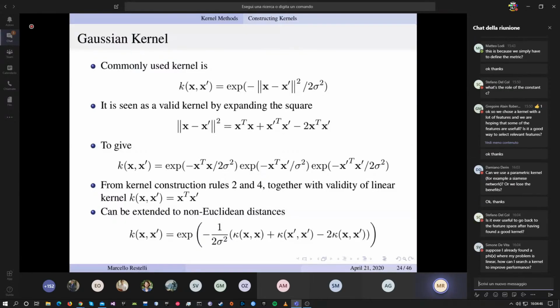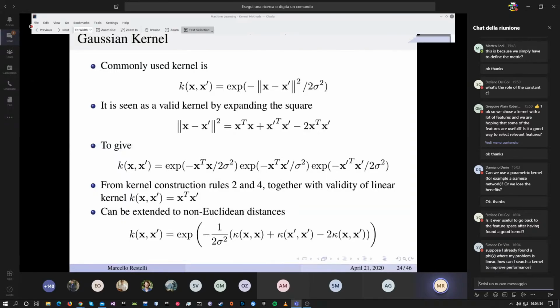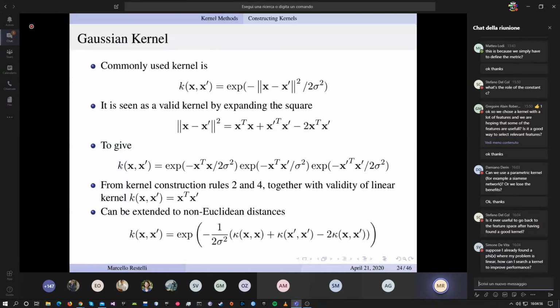Is it ever useful to go back to the feature space after having found a good kernel? It depends on what you have to do. Usually it's not done, because if you are able to go in the feature space, probably you will go there. Maybe you want to do this for having more interpretability, but it's not commonly done.